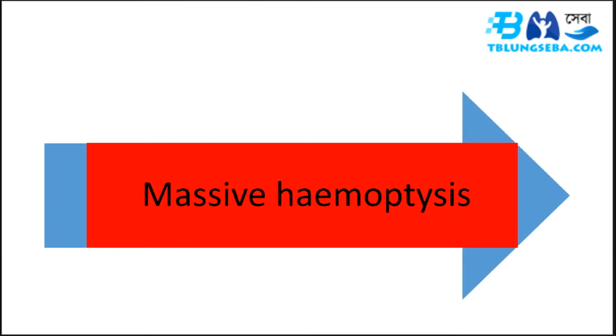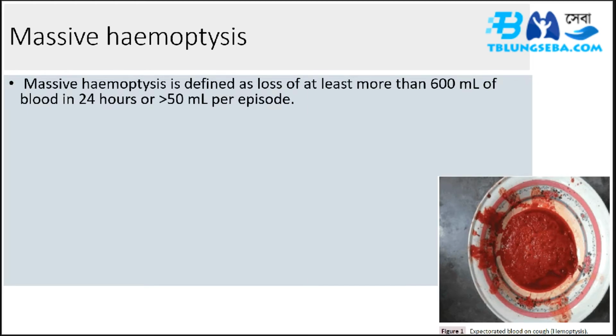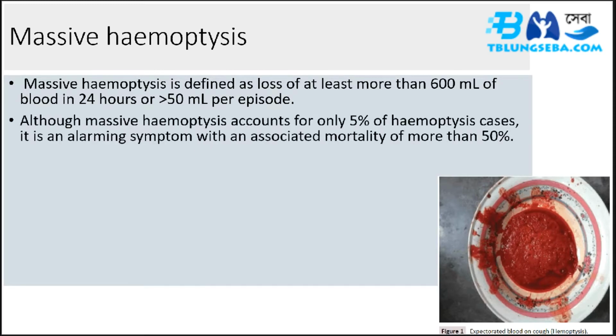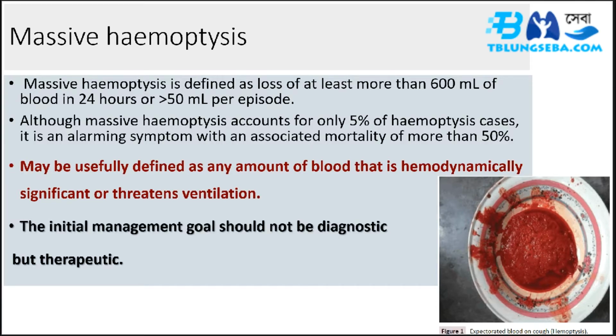Massive hemoptysis. Massive hemoptysis is defined as loss of at least more than 600 ml of blood in 24 hours or 50 ml per episode. Although massive hemoptysis accounts for only 5% of hemoptysis cases, it is an alarming symptom with an associated mortality of more than 50%. It may be usefully defined as any amount of blood that is hemodynamically significant or threatens ventilation. The initial management goal should not be diagnostic, but therapeutic.